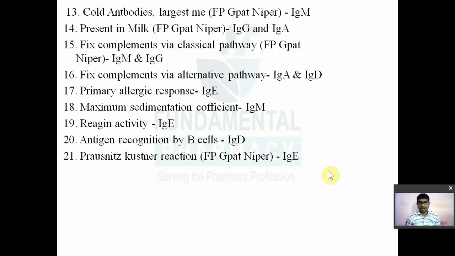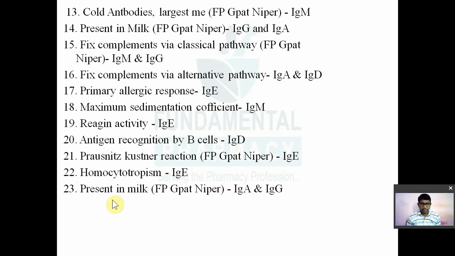Prausnitz-Kustner reaction is given by immunoglobulin E. Homocytotropism is given by immunoglobulin E. Milk antibody, or immunoglobulin present in the milk, we have seen this already: immunoglobulin A and immunoglobulin G. Particularly immunoglobulin A. Immunoglobulin G can cross the placenta.